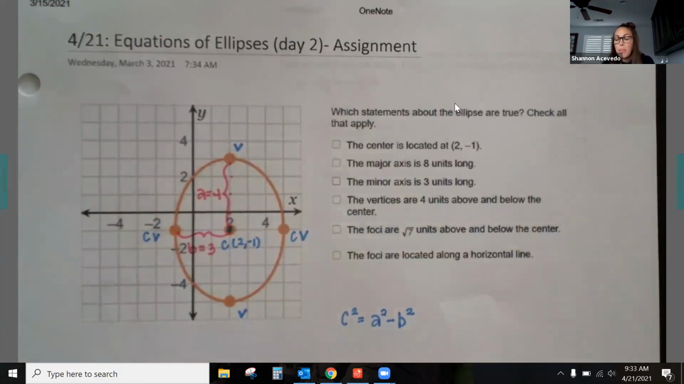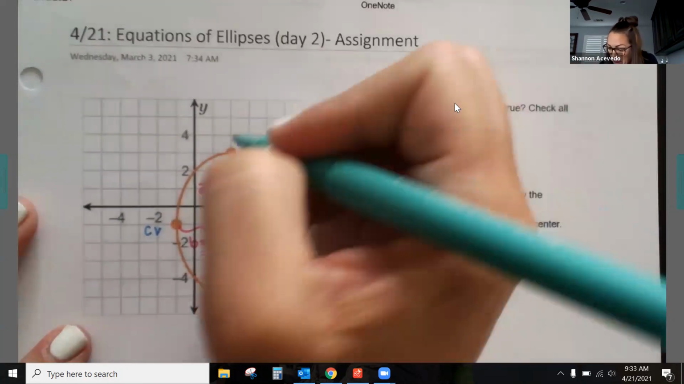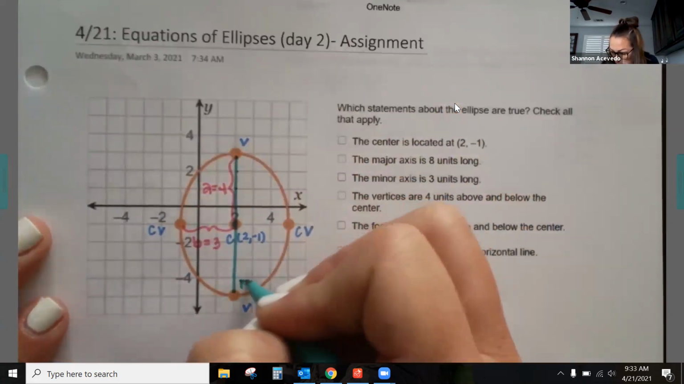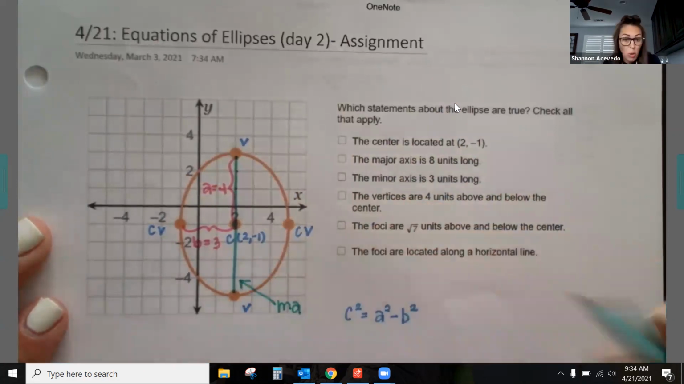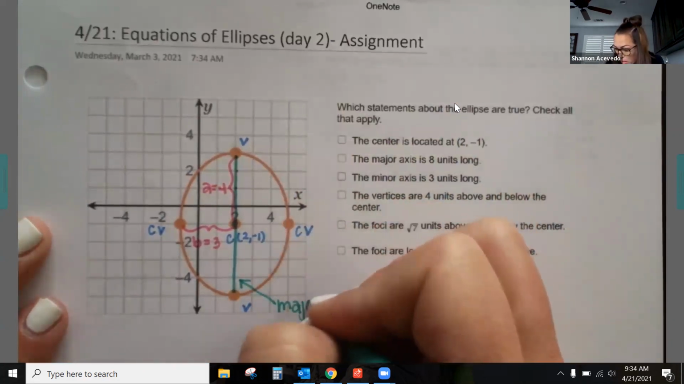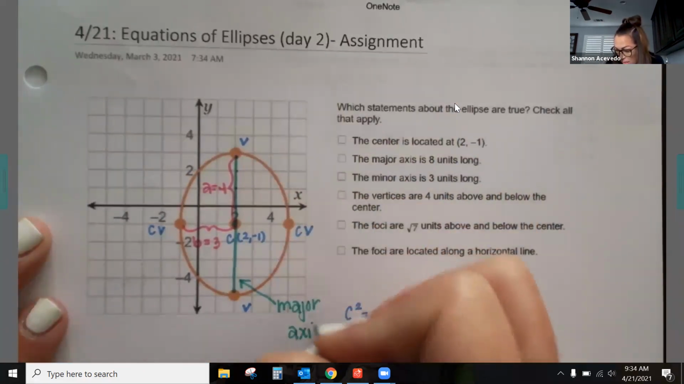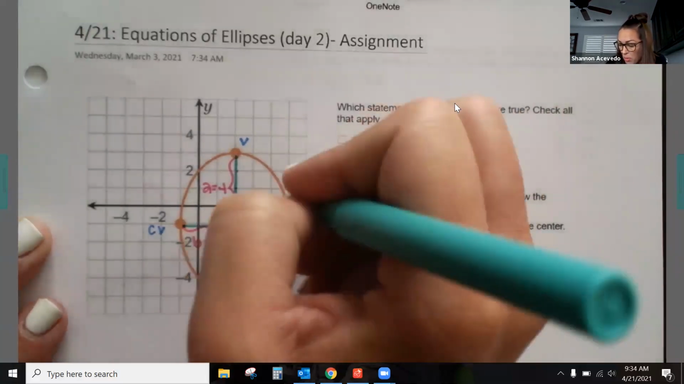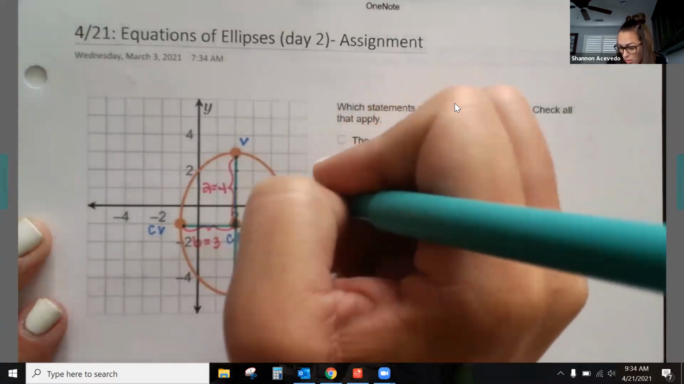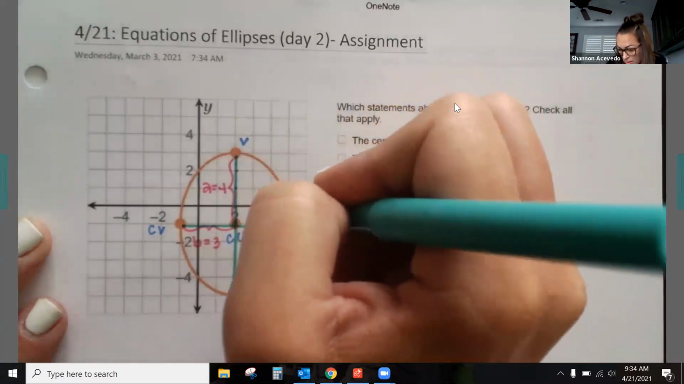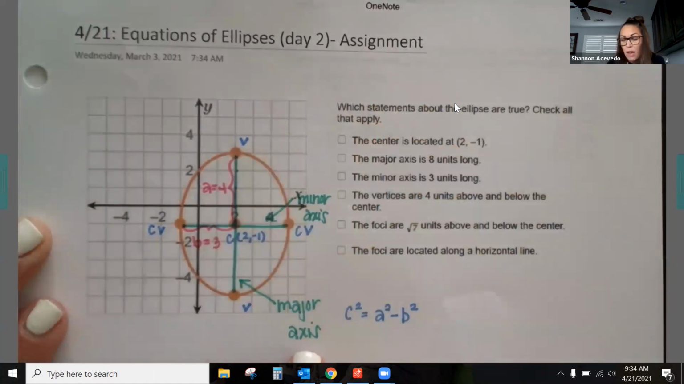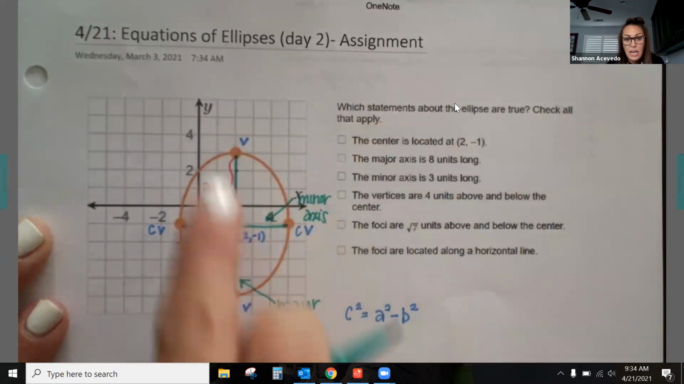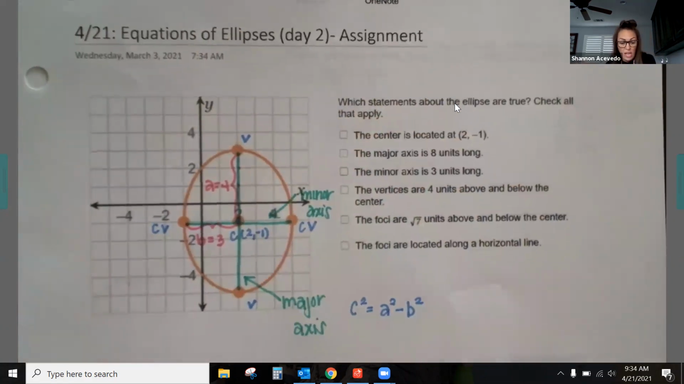Okay, so what are some other things that I have here? Remember that my vertices create my major axis. From my vertex to my vertex, this is what we would call our major axis. The major axis is the longer one. My co-vertex to co-vertex, this is what we would call the minor axis. If I ask what is the length of the major axis, it's 4 here and 4 here. It's an A and an A, so the whole thing would be 2 A's, or 8.